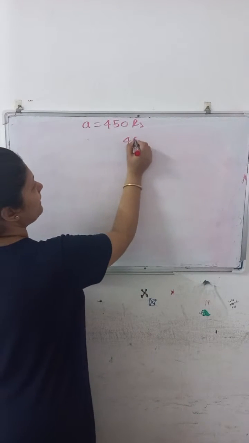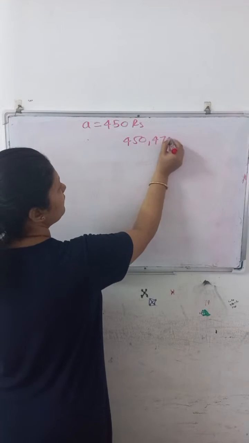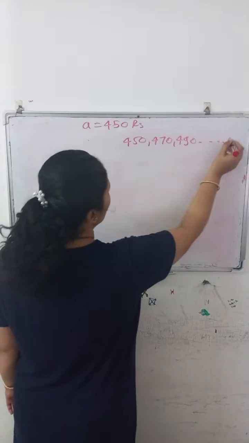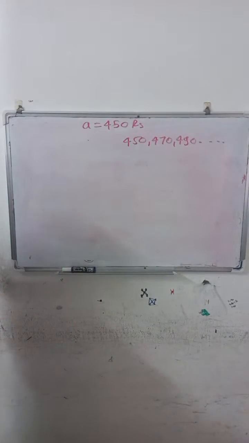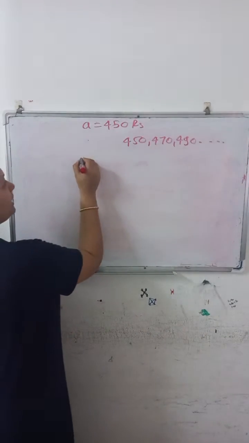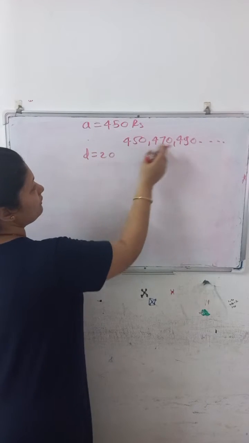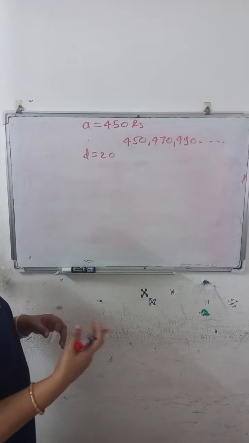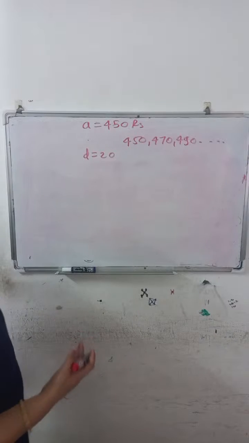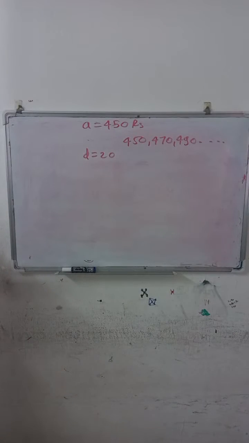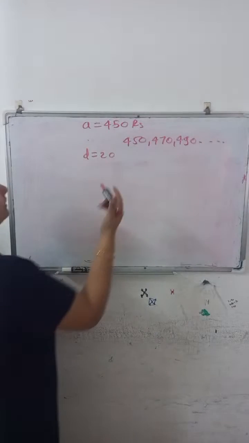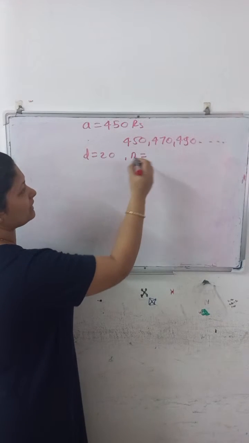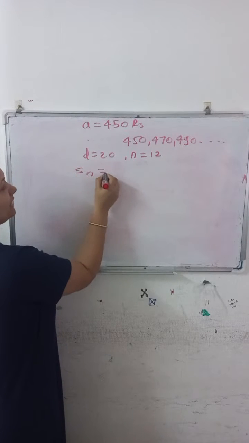That means you will get an AP like this: 450, 470, 490, like that, for the next 12 months. Okay, so here the common difference is 20. 470 minus 450 is 20, and she is increasing her saving by 20 rupees. So d is equal to 20. So a is given, d is given, and what they are asking here is how much money she is able to save. Okay, and here the number of months is 1 year, that is equal to 12 months. So we have to find out Sn.